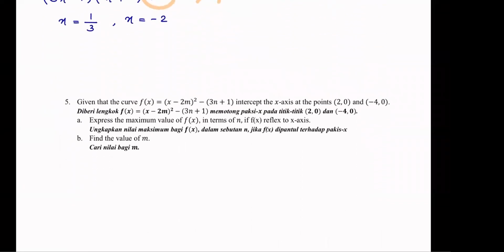Next. Okay, it is given that the curve f(x) equals to (x minus 2m) square plus, okay, exactly the same thing, guys. You know what is this? Yes, vertex form. So this is your vertex form. Macam sama macam tadi, vertex form. Okay, intercept x-axis at the points 2, 0 and 4, 0. Express the maximum value of f(x) in terms of m if f(x) reflects to the x-axis.